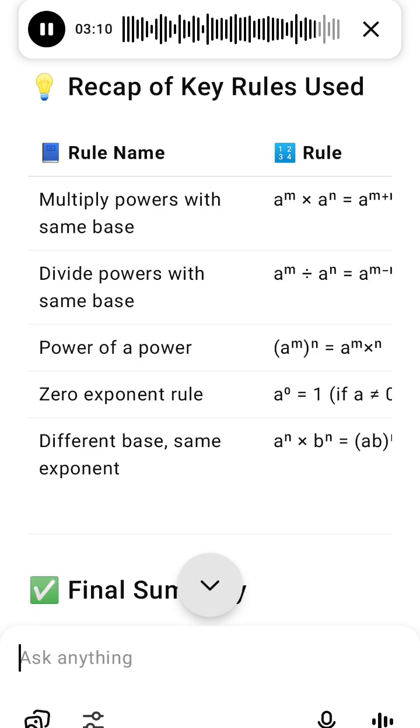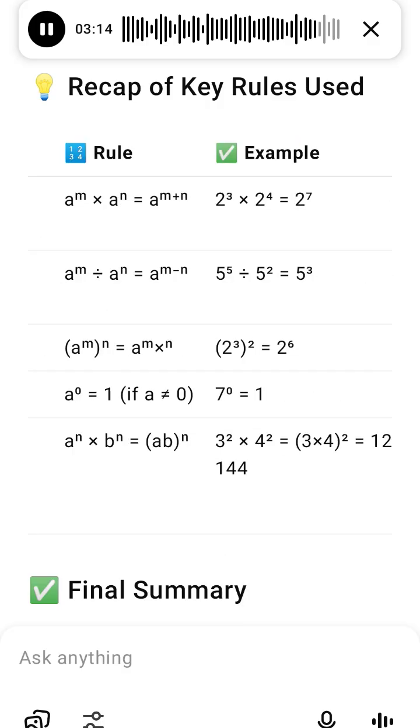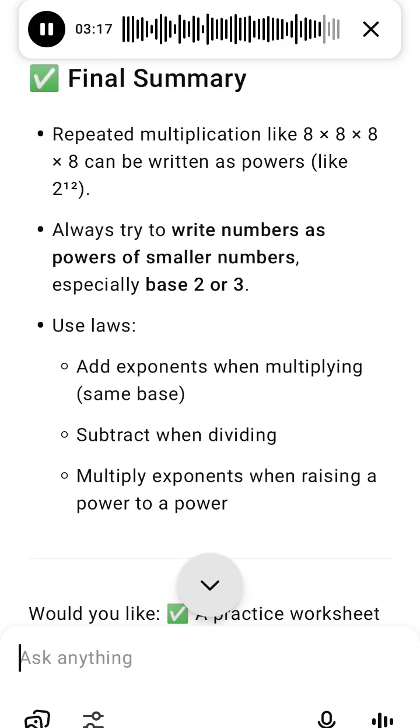7. Writing numbers in exponential form. Break large numbers into repeated multiplication and write them as powers. Example: 8 equals 2 times 2 times 2, so 8 equals 2 cubed.